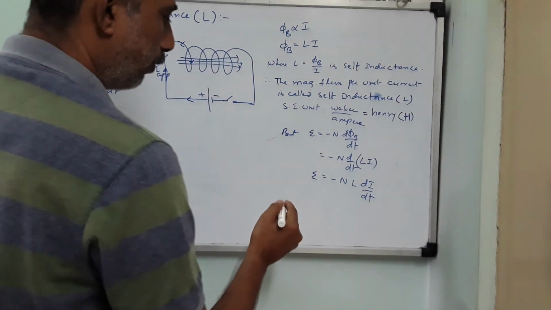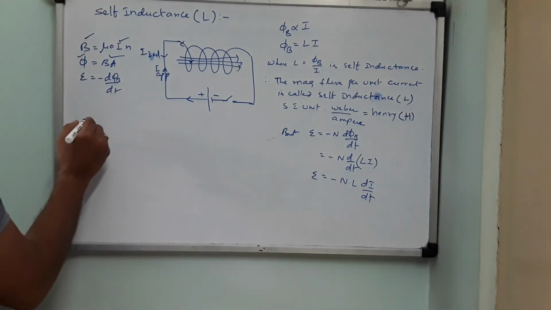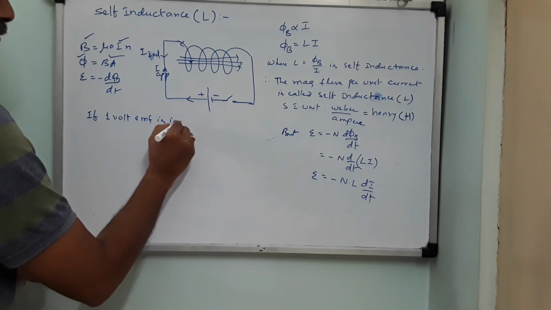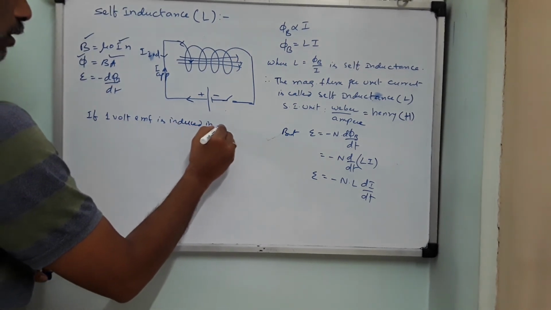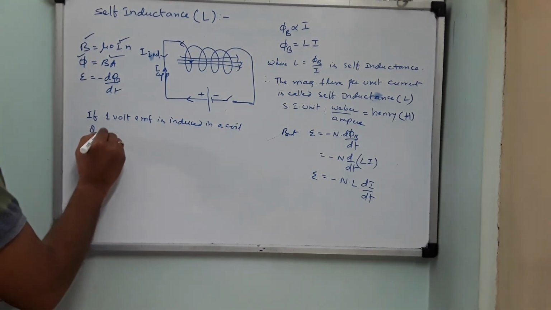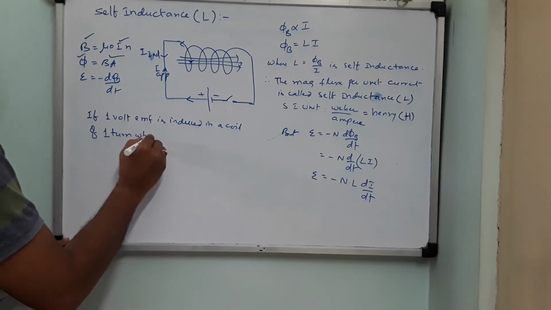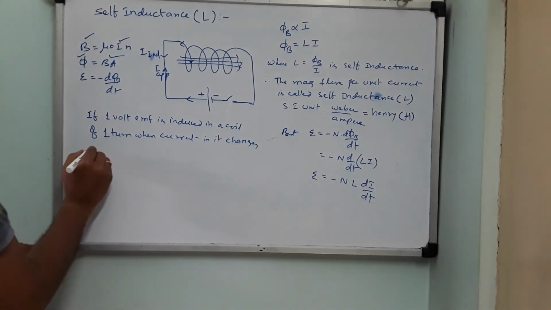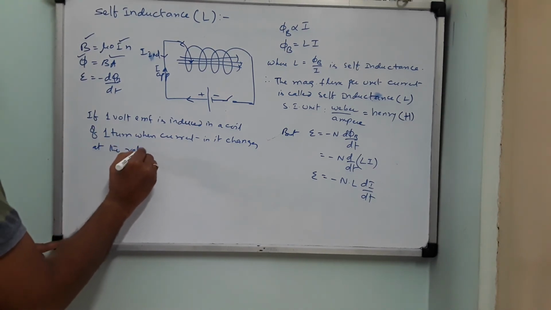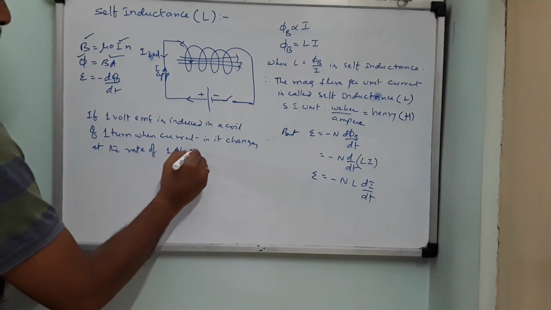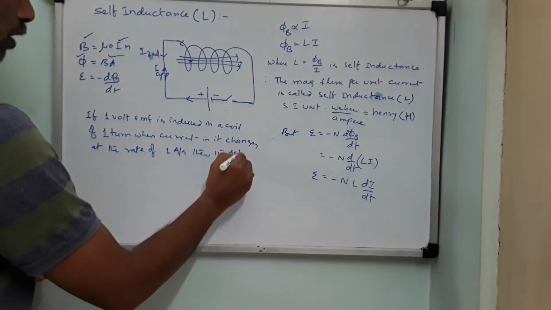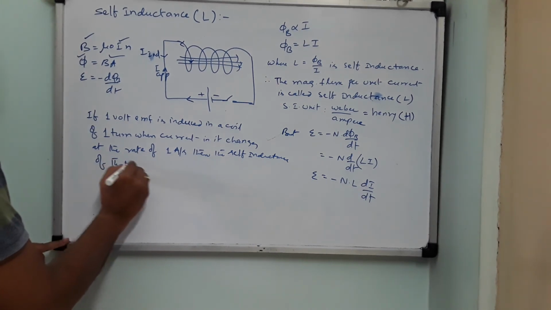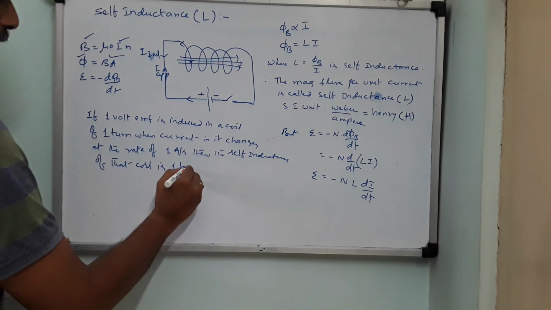So let me write this. Now if 1 volt EMF is induced in a coil of 1 turn when current in it changes at the rate of 1 ampere per second, then the self-inductance of that coil is 1 Henry.